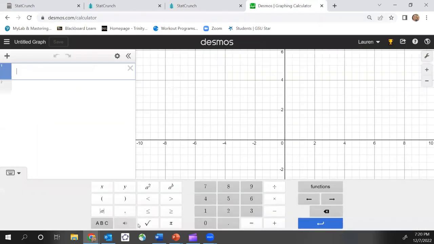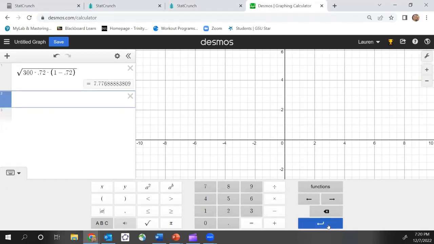And find my square root. The square root of 300 times 0.72 times open parentheses 1 minus 0.72. Here we go. So 7.777.